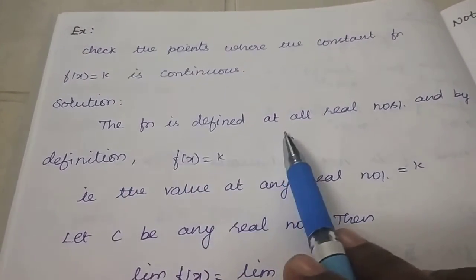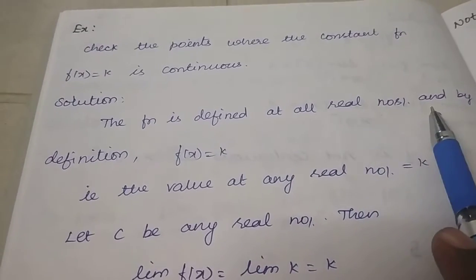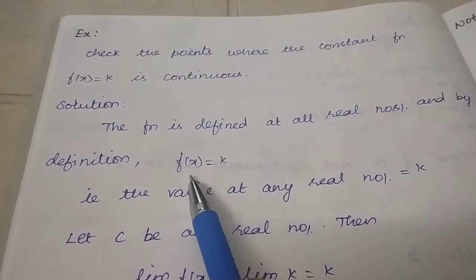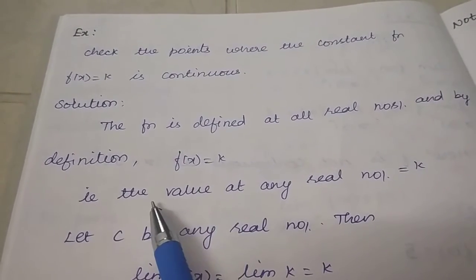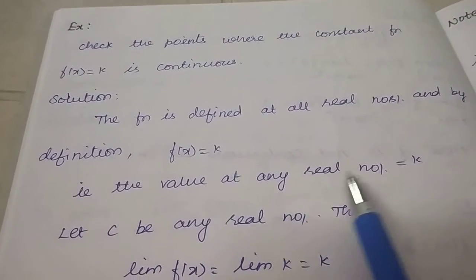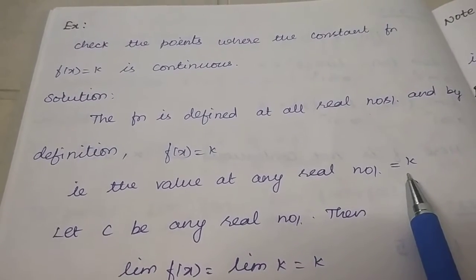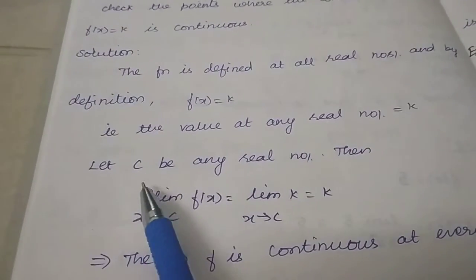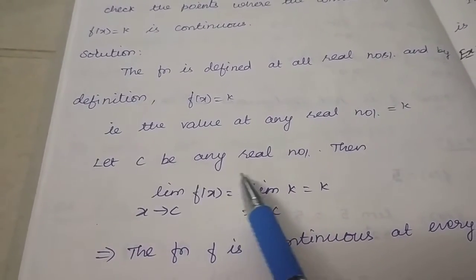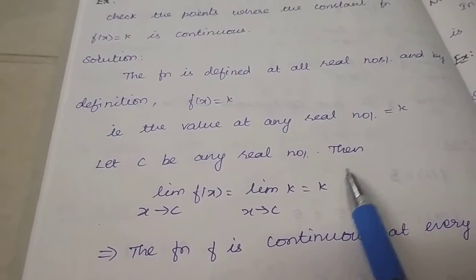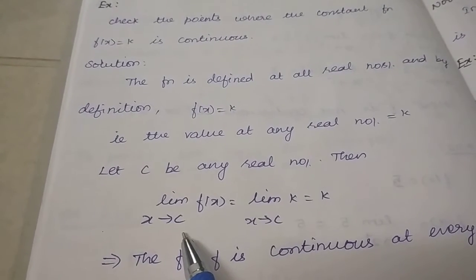The function is defined at all real numbers. Then by definition we have f of x equal to k. F of x equal to k means the value at any real number is equal to k. In particular, let me take the real number as c. So let c be any real number. Then let us apply the definition of continuity.